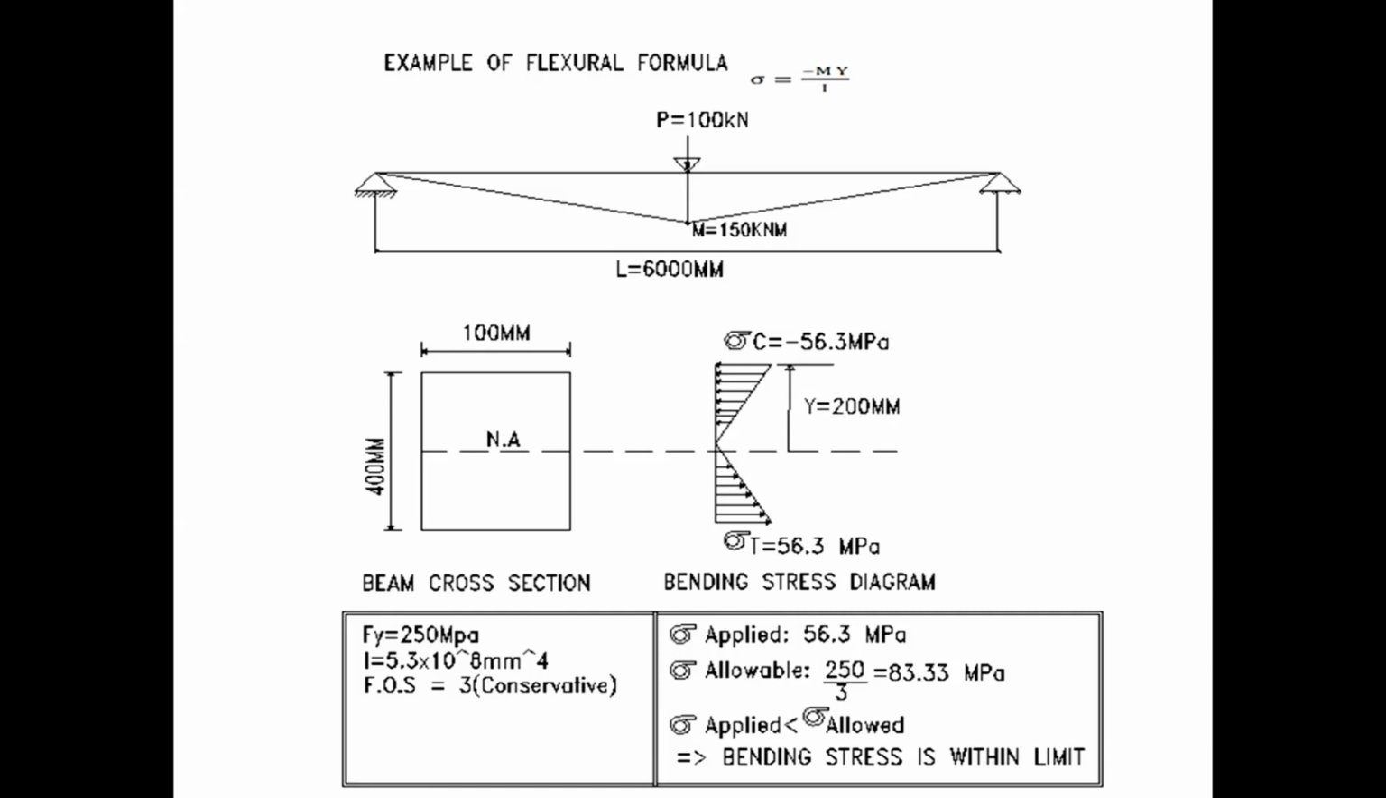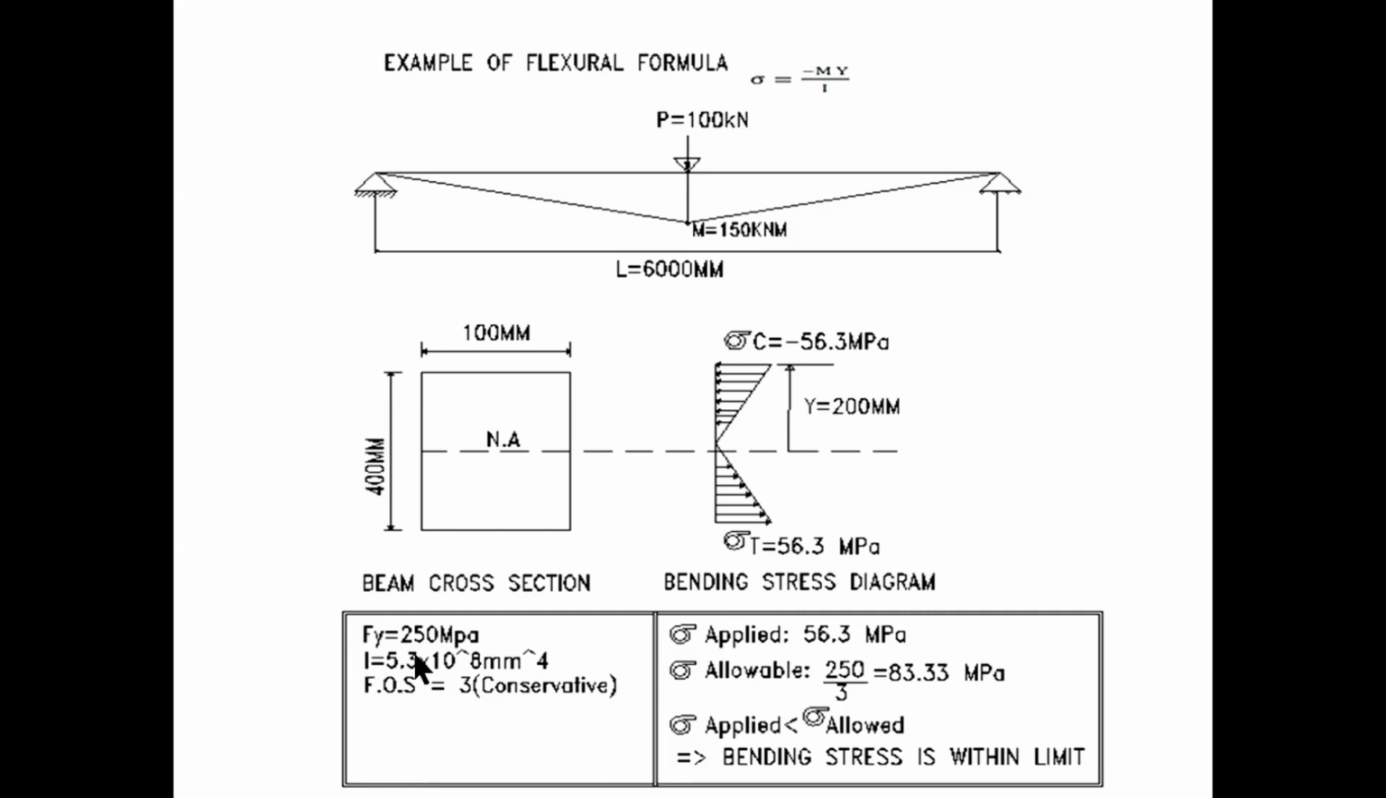We have a 6-meter long prismatic steel beam, 400 deep by 100 wide. The beam is simply supported with 100 kilonewton point load at the midspan. The maximum bending moment is 150 kilonewton meters, which is just basically PL divided by 4. The moment of inertia is 5.3 times 10 to the power 8 millimeters to the power 4. And y, which is the distance between the neutral axis and the compressive face of the beam, is 200 millimeters.